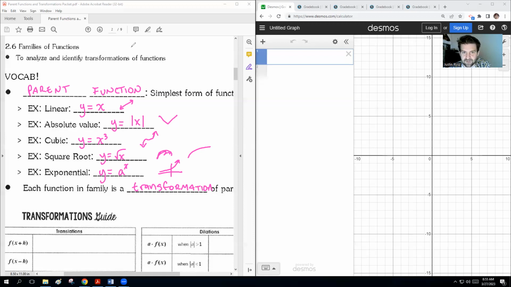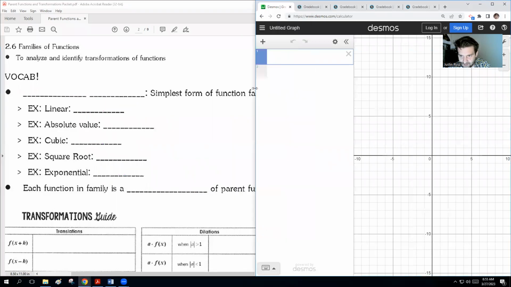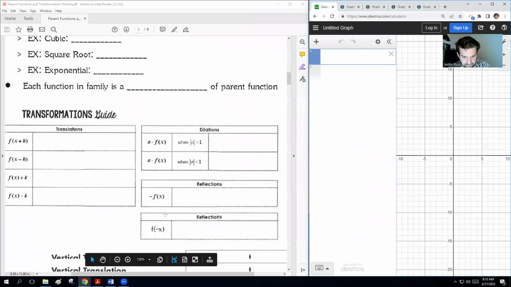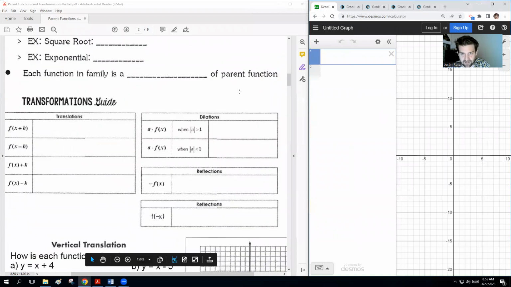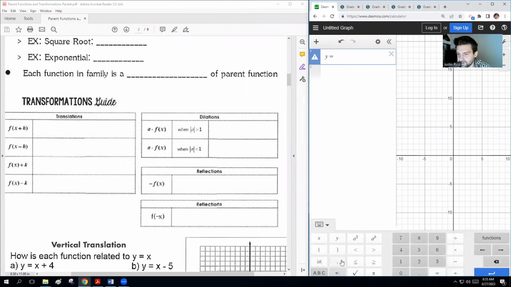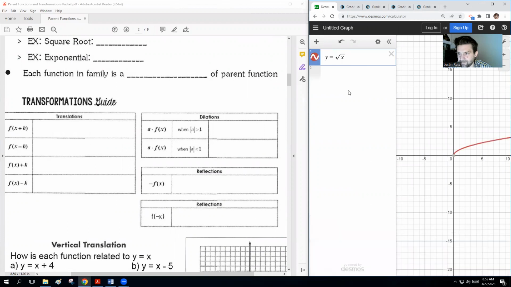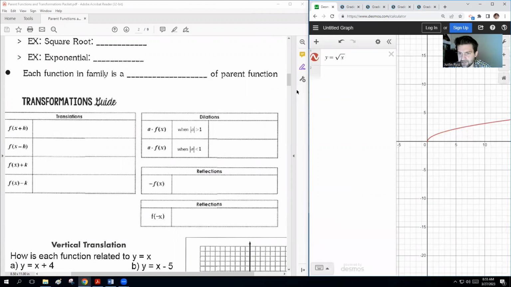Okay, so let's look at our guide here. I'm going to see if I can make Desmos a little bit smaller. There we go. Okay, so let's start with the parent function. I think the square root of x is an easy one to deal with. So if I did y equals square root of x, okay, so we know the square root of x looks like so.